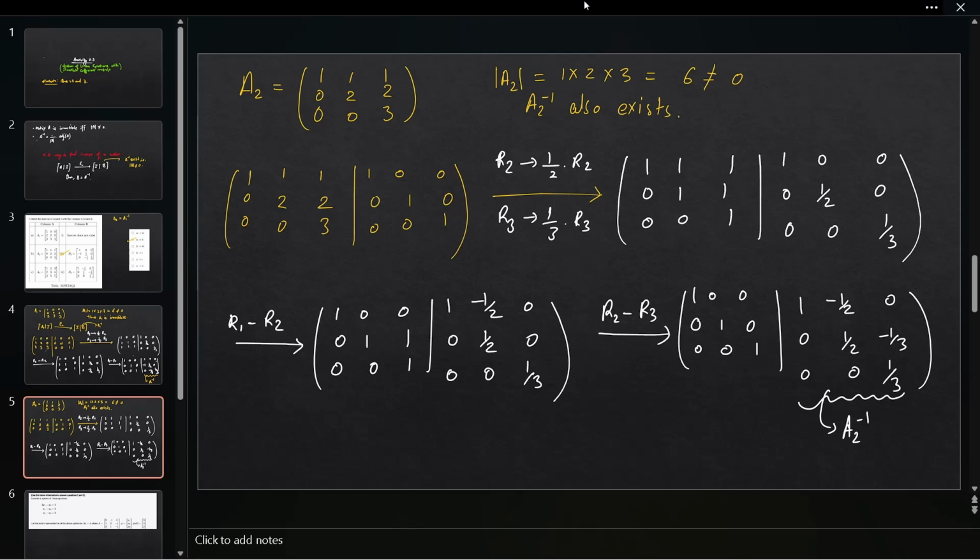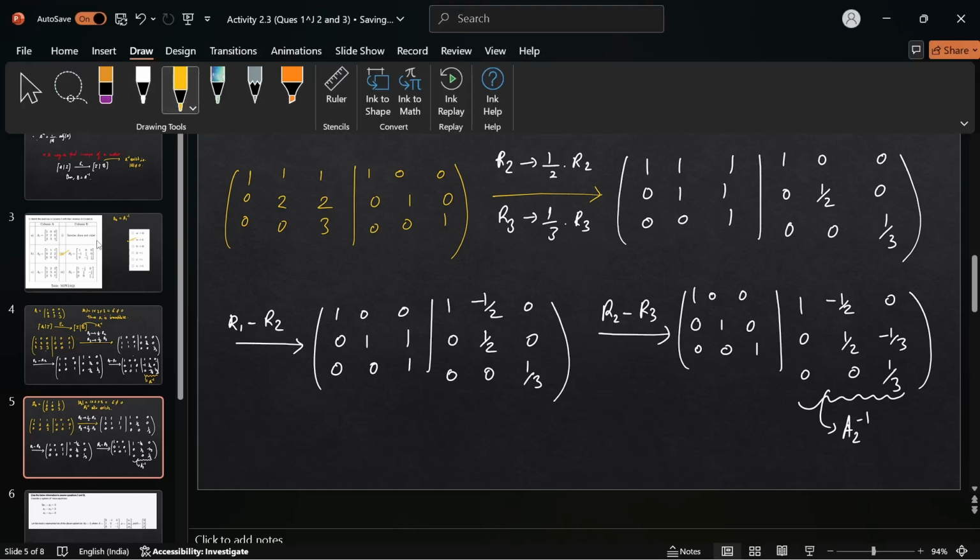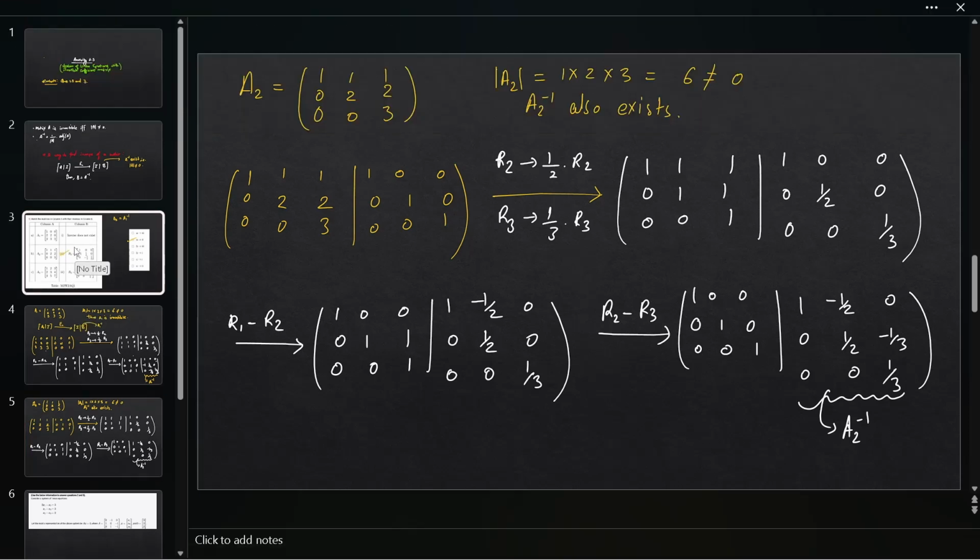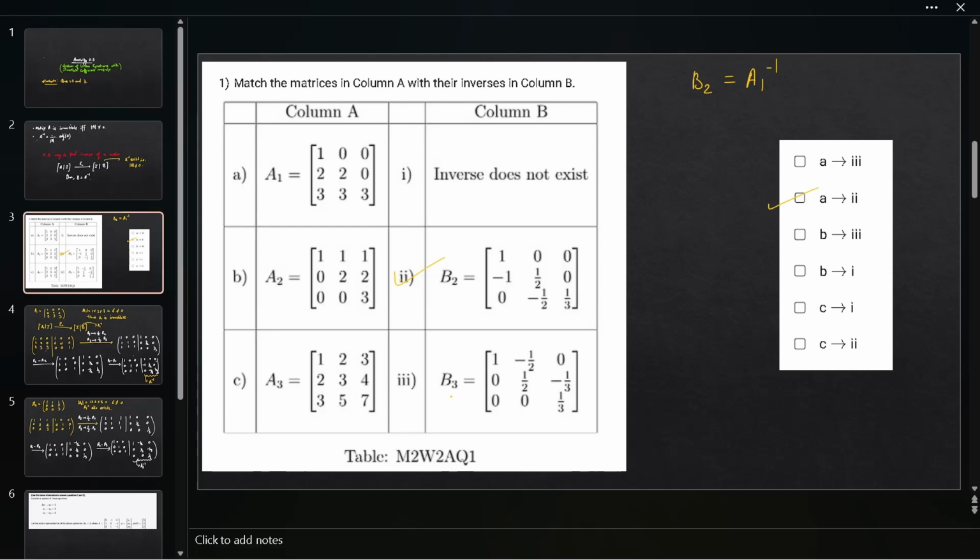So I just need to check the options now. So it is 1 0 0, minus half 1 by 2 0, and 0 minus 1 by 3 and 1 by 3. So option 3 is my A2 inverse. So that means B will get matched with 3.